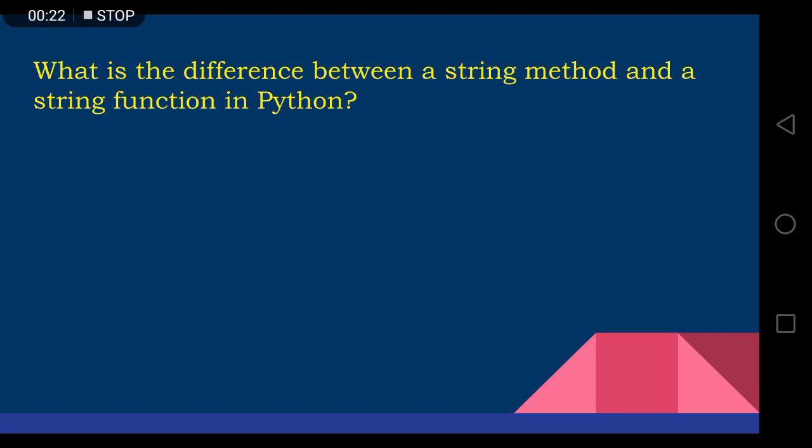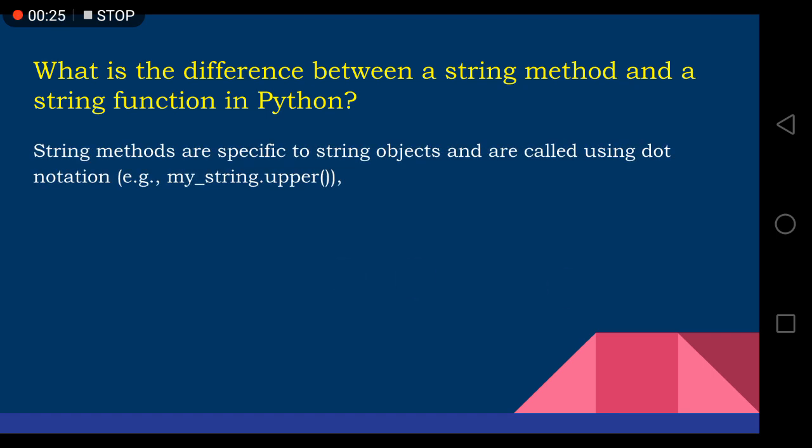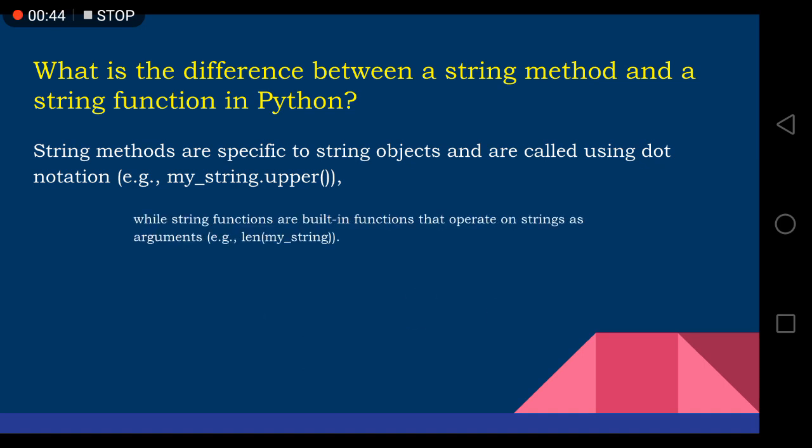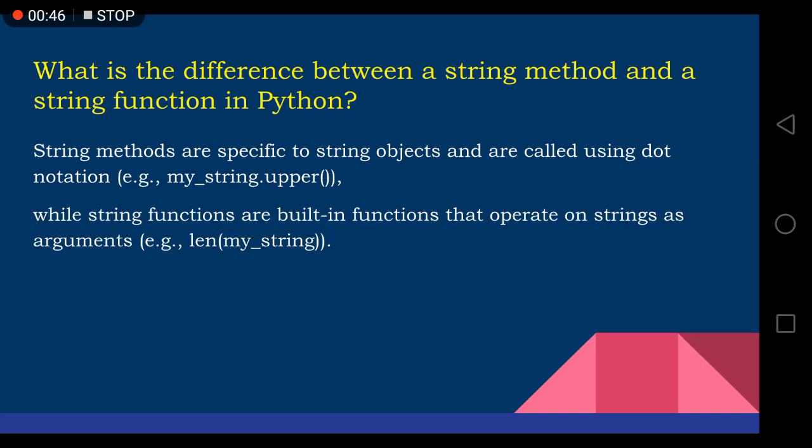The difference between the method and the function is that string methods are specific to string objects and are called using dot notation. For example, my string dot upper. Okay, so this is the way we are using the method. When you say function, we don't use the object, but you just use the function name alone, like len of my string. Len is the function name and my string is the string. Otherwise the process is the same, but the way it is used is different.